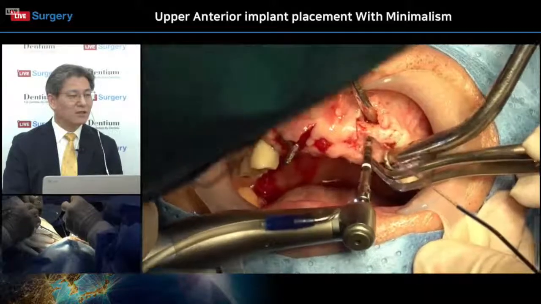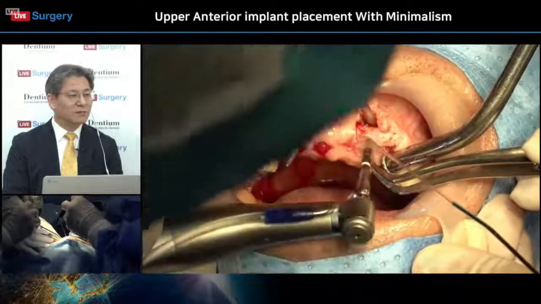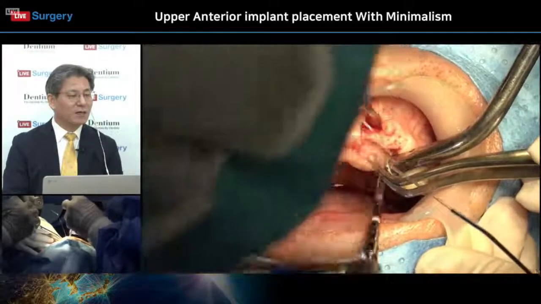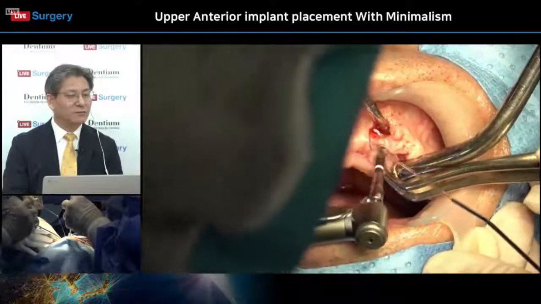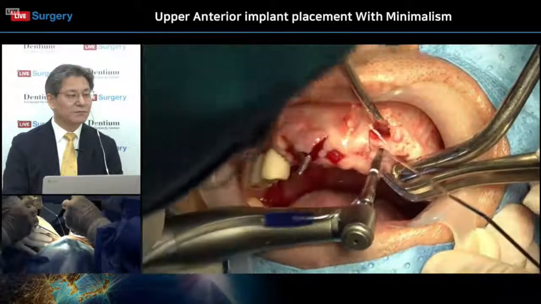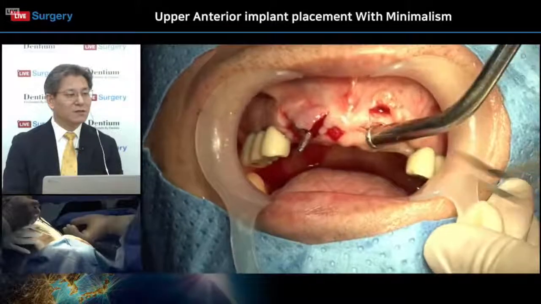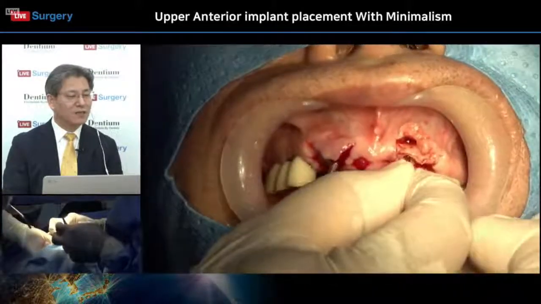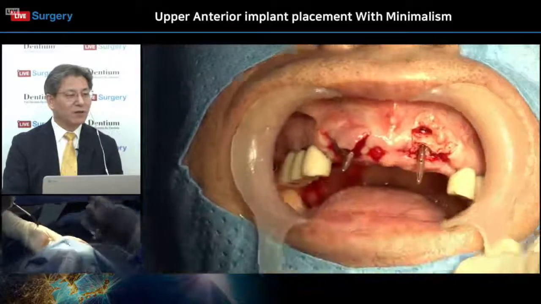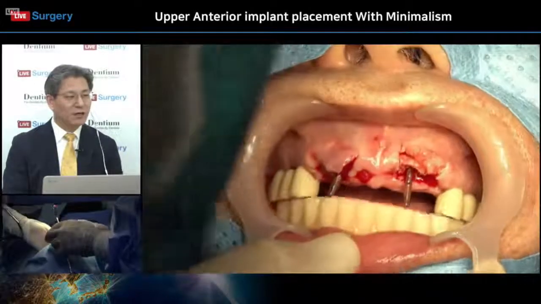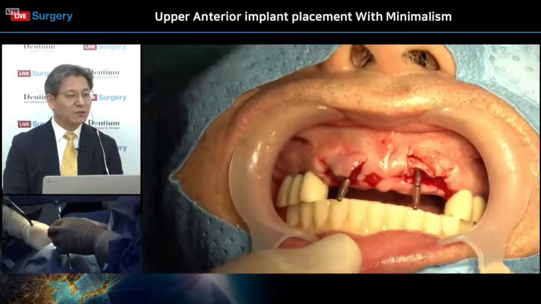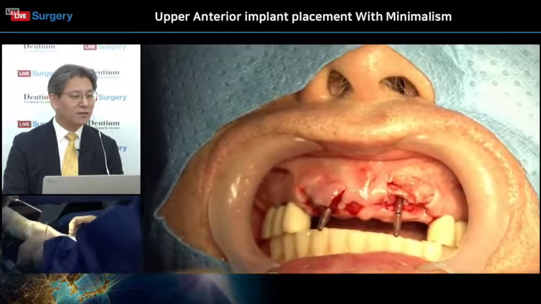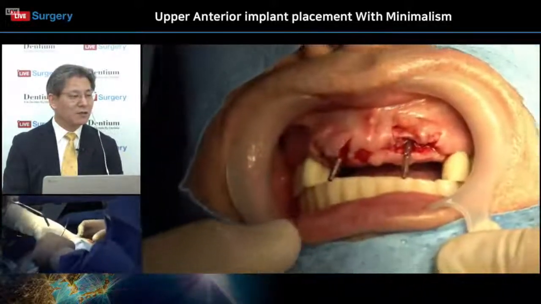And Lindemann drill, checking the path and angulation. Okay. So when we use this extension drill, a great benefit is checking the angulation during the drilling. Okay, so path pin.